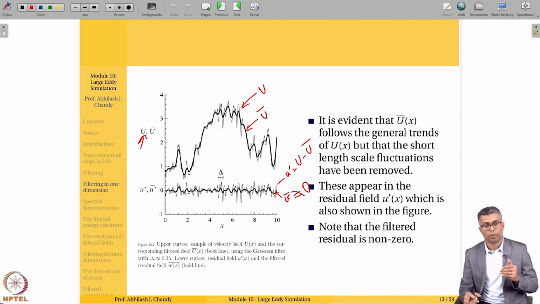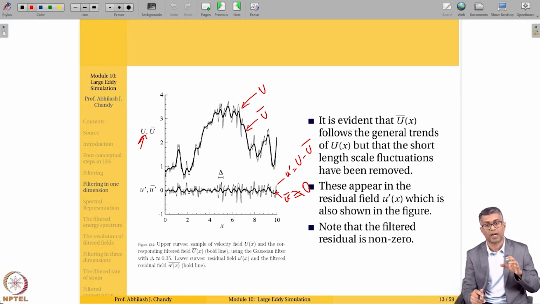Now, on the bottom of this plot, you will see there are again one thin line and one thick line. The thin line represents the residual velocity, so U prime, which is equal to U minus U bar, isn't it? Now, if you make that go through a filter, if you filter the residual field, okay? So the filtered residual field is the thick line on the bottom. And as you can see, the filtered residual field is not zero, as I have written here.